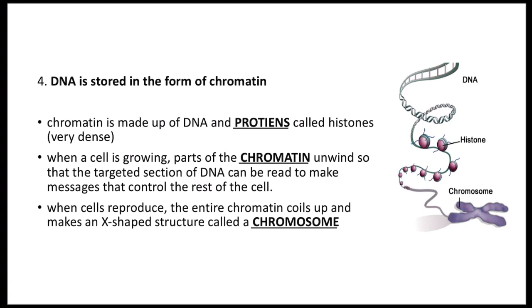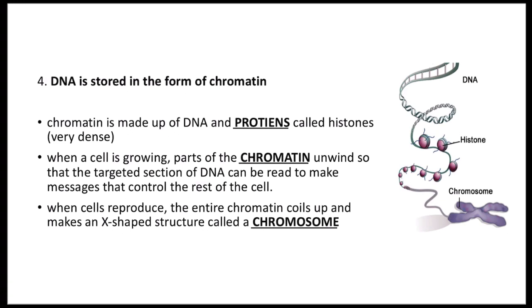Think of a roll of string when you untie it and then re-wrap it back up, or like the string of your sweatshirt being wound around your finger until it's really tight and compressed and it's a lot shorter than its original length. So this is essentially what's happening to DNA in the form of chromatin. Chromatin is made up of DNA and proteins called histones. So the DNA is wrapped up around these histone proteins.